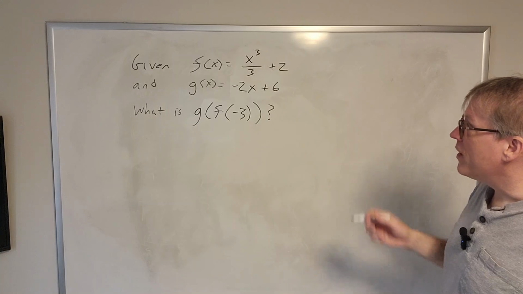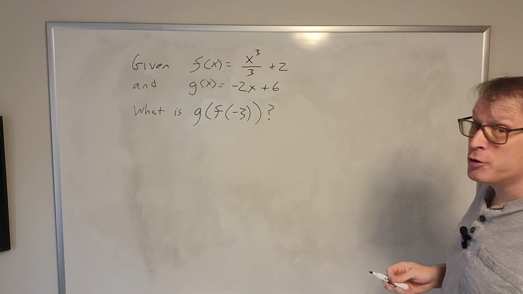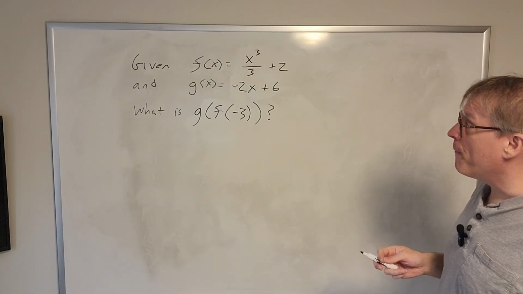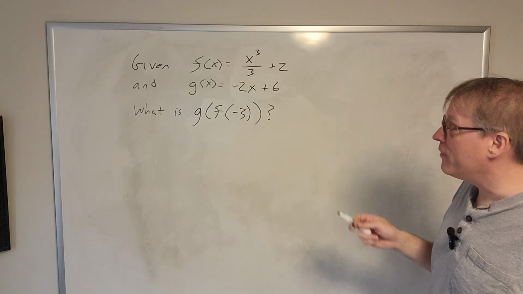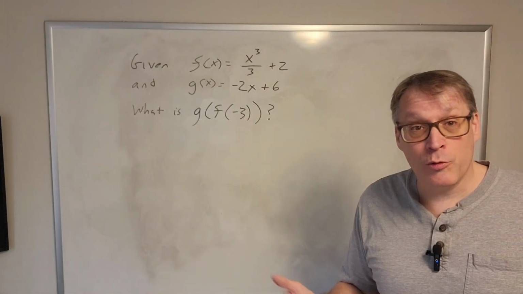All right, you do this one. f of x equals x cubed over 3 plus 2. g of x equals minus 2x plus 6. What is g of f of minus 3? Pause the video, resume when you're done.